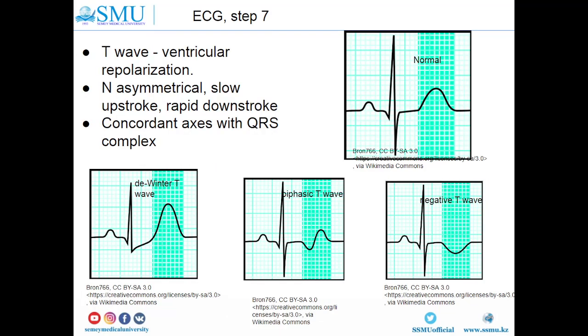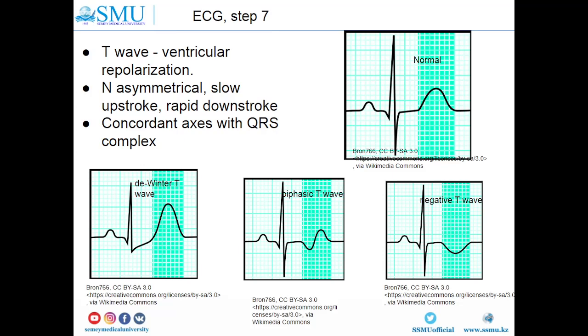The next step is analyzing the T waves, and you know that normally the T wave should be asymmetrical with a slow upstroke and rapid downstroke, and the axis should be concordant with the QRS complex.